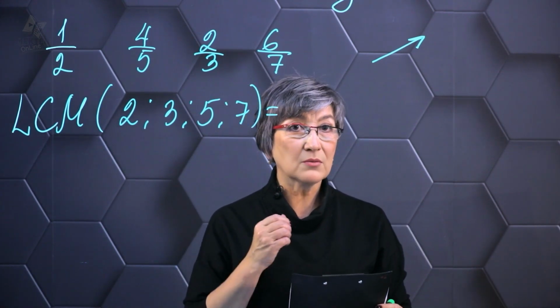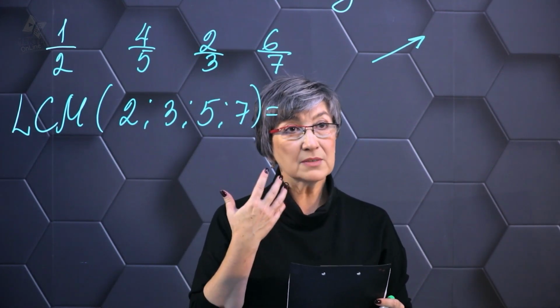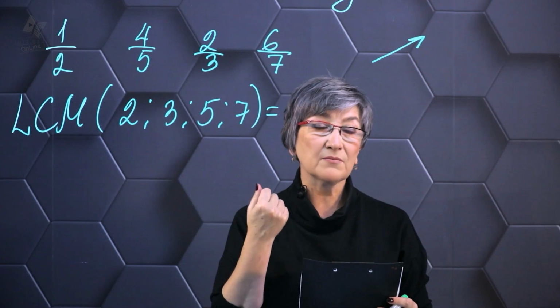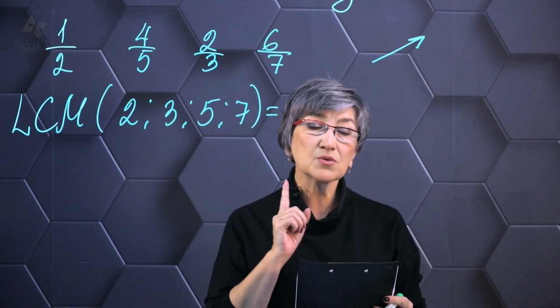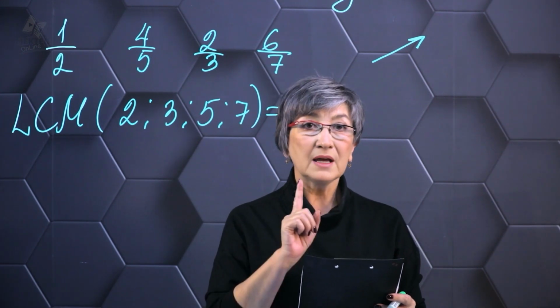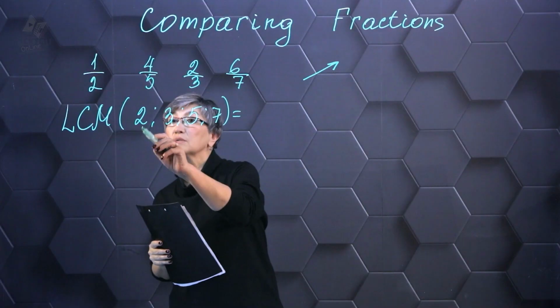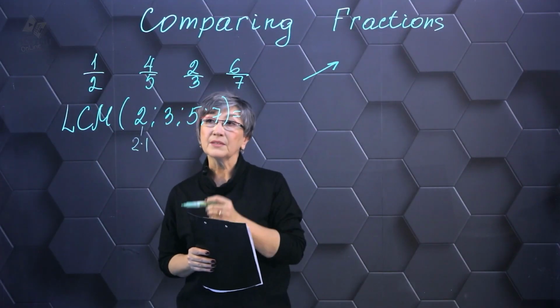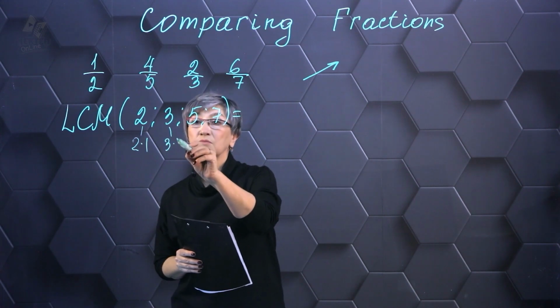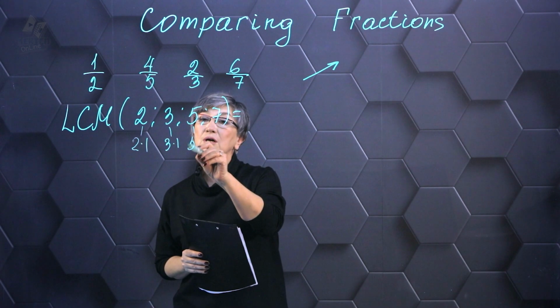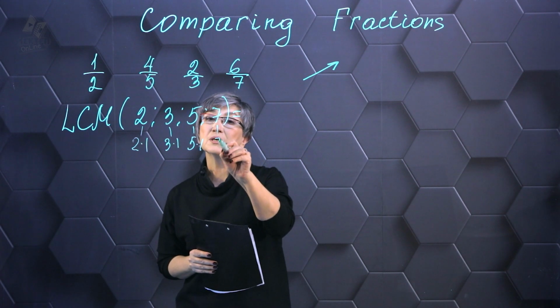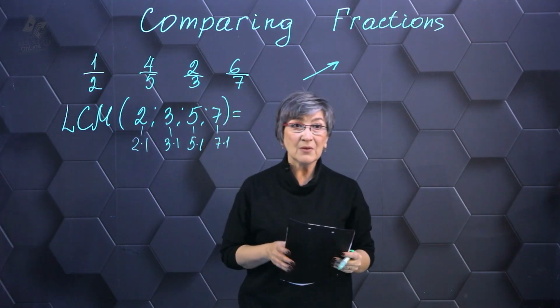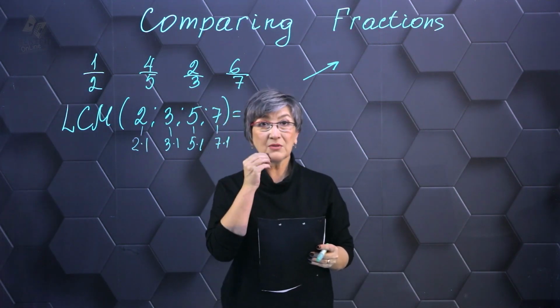We can just count, but that would be a very long way to go. So what do I suggest you do? I want you to visualize that 2 is just 2 times 1, and 3 is just 3 times 1. 5 is just 5 times 1, and 7 is just 7 times 1. Why did I write that out? I wanted to see if they have a common multiplier.